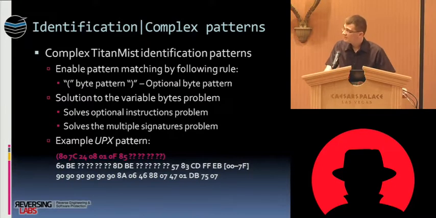And if it's not present, the optional part will just be skipped. And this solves all sorts of problems as well. This solves the problem of optional instructions, as we just saw at the entry point, but that can be in either place in the file. And this solves the multiple signatures problem, because now we don't have to have two signatures, one for the DLL and one for the executable for the UPX.